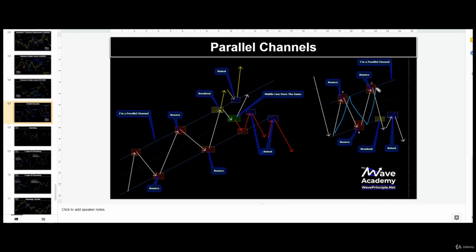Usually 3 movements contained within a parallel channel means that it's a corrective wave, and that's where our wave C is going to be before the next impulse that breaks below, in this case, of the channel, ABC below it, retests the trend line, in this case the channel, and then goes away.